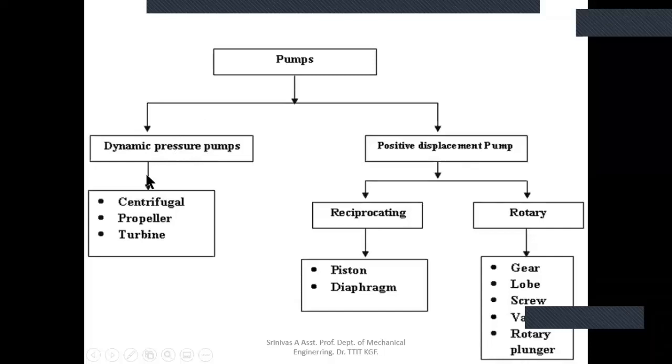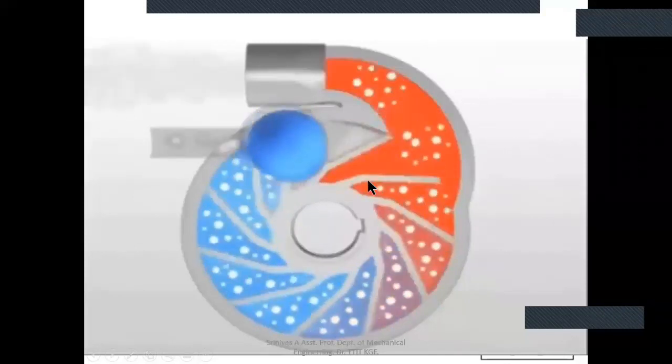We'll come first to the dynamic or non-positive displacement pumps. The first one is the centrifugal pump, and the entire working will be covered under centrifugal pumps. This is what a centrifugal pump looks like. Water enters, and the impeller is rotated at high speed, and then the water is displaced in a casing with high velocity, and later it is discharged. Because of centrifugal action, the mechanical energy is converted to liquid energy in the form of centrifugal force. That is why it is called a centrifugal pump.